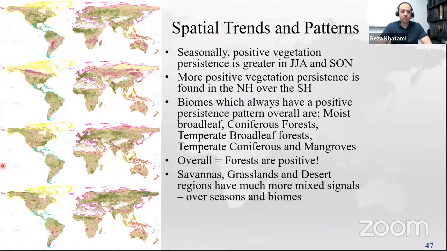And the forest biomes were the biomes that had positive persistence for most of the seasons, and savanna, grassland, and desert had more mixed signal, and they had positive persistence for some seasons and negative persistence for other seasons.